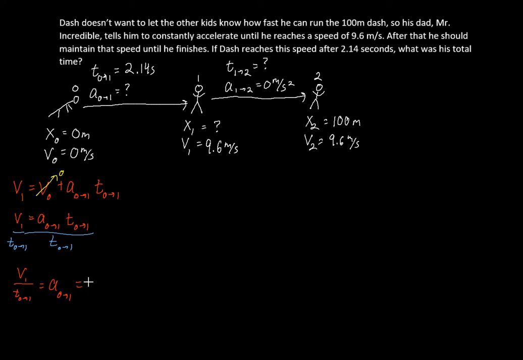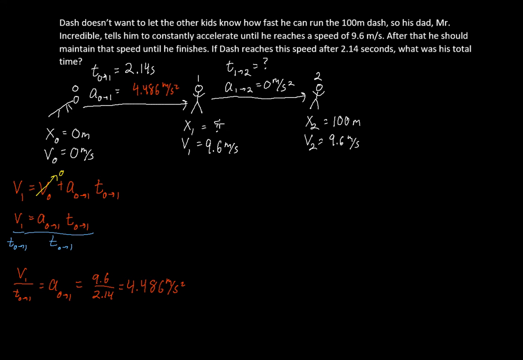Plugging in a few numbers, we end up with v1 being 9.6 and t being 2.14, giving us an acceleration. Give me a moment to plug this in. 9.6 divided by 2.14, giving us an acceleration of 4.486 meters per second squared. We now know this number. Again, ideally we wouldn't use this information to calculate the rest, just in case we made a mistake, but in this case it's a little unavoidable.